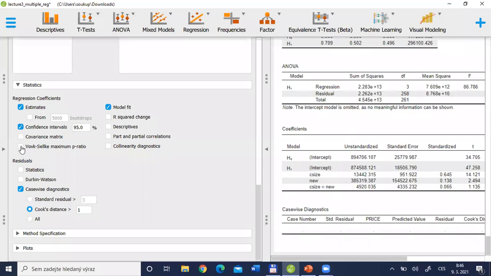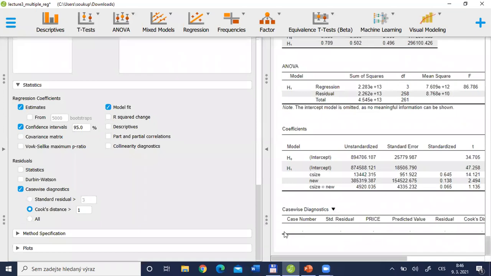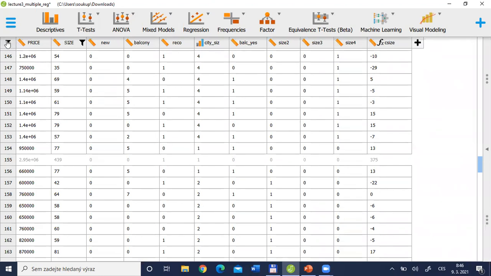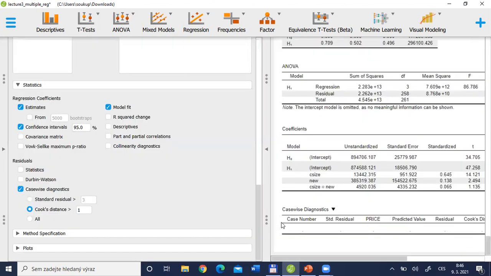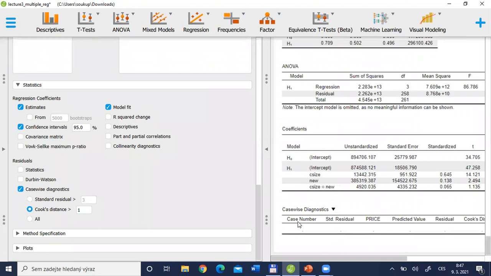Fortunately, since we excluded this special big flat, there is no other influential in my data. This table is blank, so there is no case. You can try, but I wouldn't run this once again, changing the filter in your original data. It means once again including this case in the computation, and I guess that you would find that for this flat, which has case number 155, there would be some value above 1. So it would be included in this table.